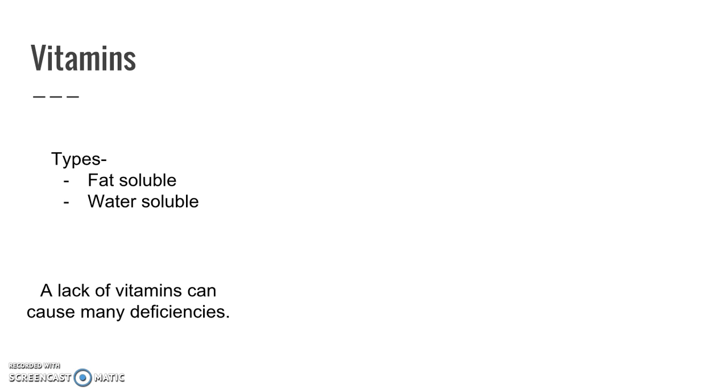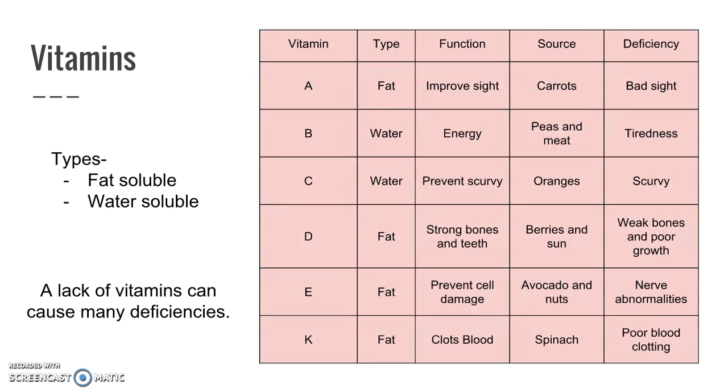Sometimes not having enough vitamins can lead to deficiencies. A deficiency is a lack of something, and it can lead to things like bad eyesight, tiredness or scurvy. The vitamins are A, B, C, D, E and K.